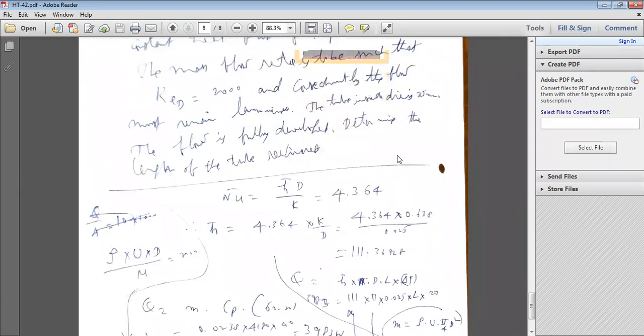With this, I am closing internal flows. Now we have to go to the third topic, that is free convection on a vertical plate, in the next class. So that's all for today. Any doubt? Any doubt?